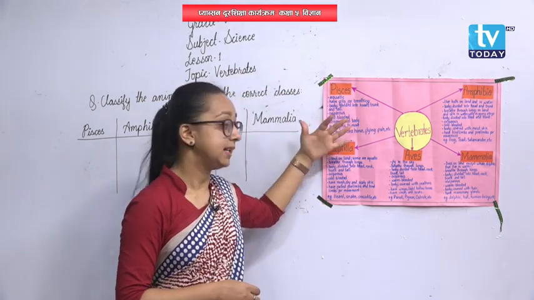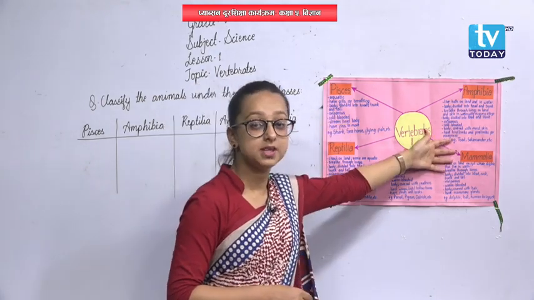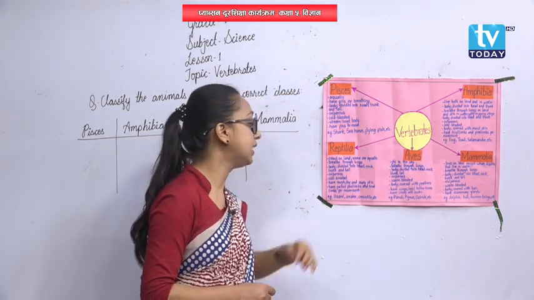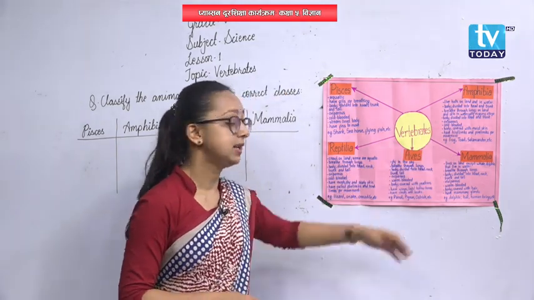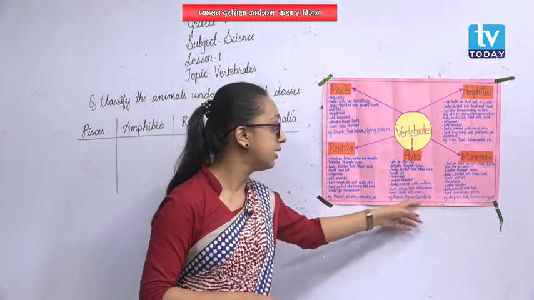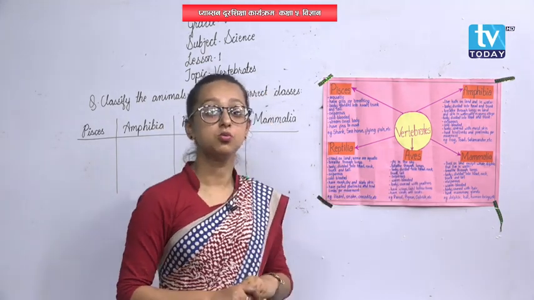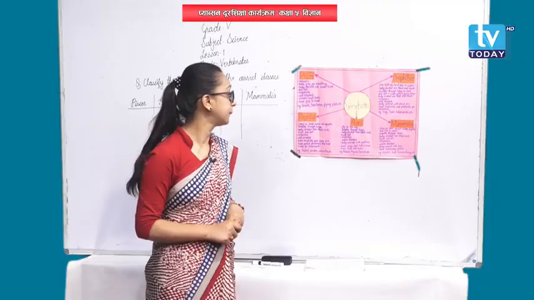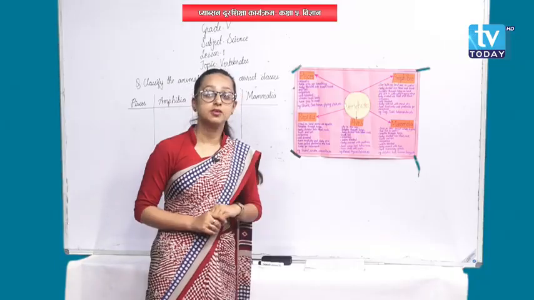And for movement, they have fins. Amphibia have hind limbs and forelimbs for movement. Reptilia also have forelimbs and hind limbs for movement. Aves have wings to fly. Mammals have legs to walk. So, this is the revision.